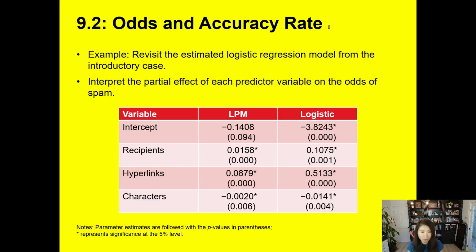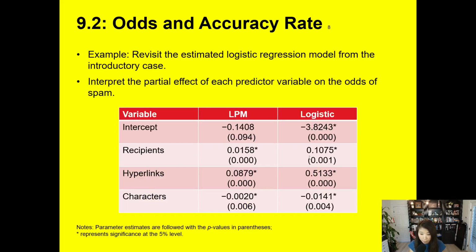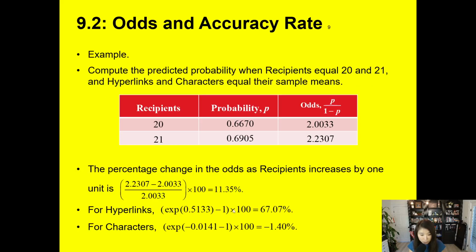Okay, here we go. And again, we are using that spam email as the example. So this is the output we already saw before. Again, we focus on the second column, logistic regression. My recipient coefficient is 0.1075. In order to interpret that, we need to do some transformation. So the transformation we did is the following. We take the exponential of this value, 0.1075, and then minus 1, times 100, and you will obtain this number, 11.35%.